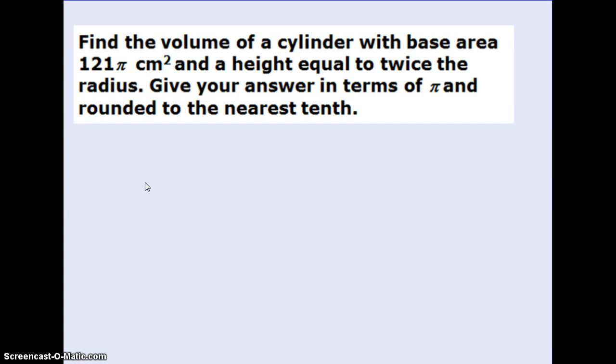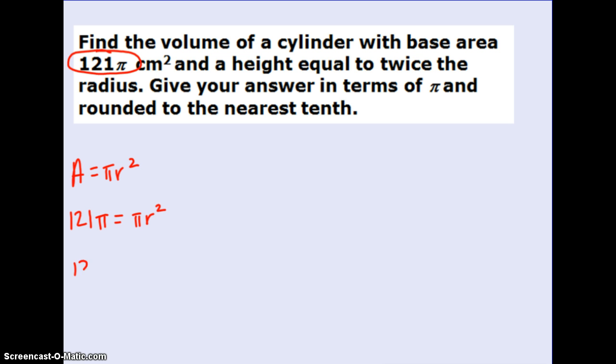Alright, in this case, we're asked to find the volume of a cylinder that already has the base area of 121 pi, and the height that's twice the radius. So what I need to do is, this is the formula for the area of the circle. Area equals pi r squared. So I would need to figure out what r is if the area is 121 pi. Oops, I forgot the pi there. Let me write that again. 121 pi equals pi r squared.